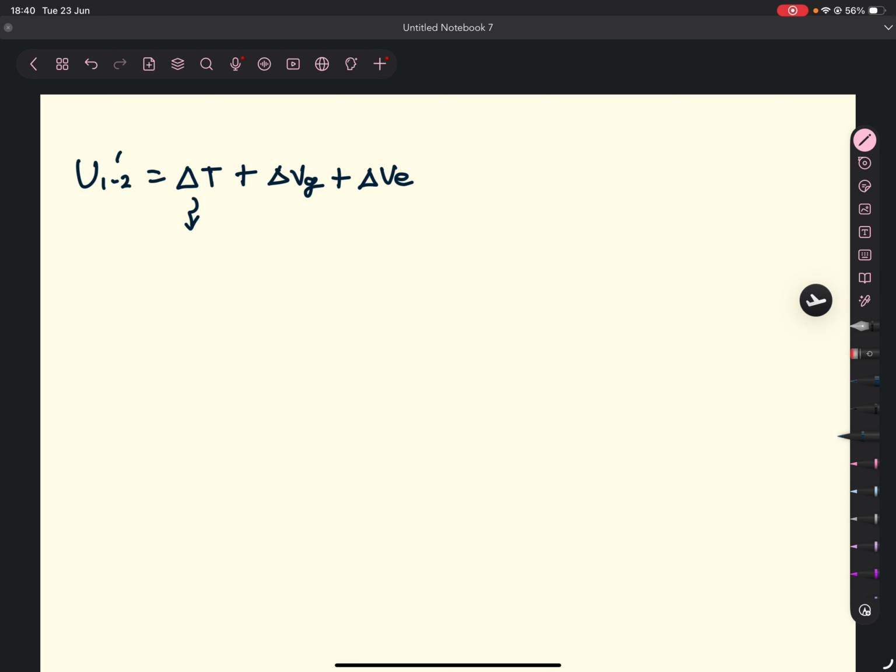So delta T, this is your kinetic energy. Delta Vg, this is your gravitational potential energy. And then this is your elastic potential energy. So kind of like a spring or a rubber band or whatever. So that will be captured in this term over here.